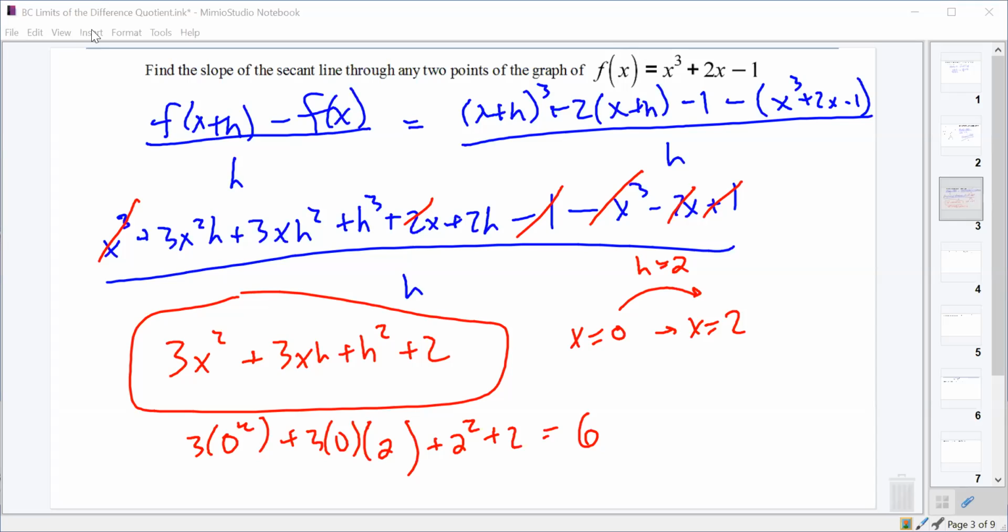All right, everybody good with that? Everybody okay with finding that average rate of change?